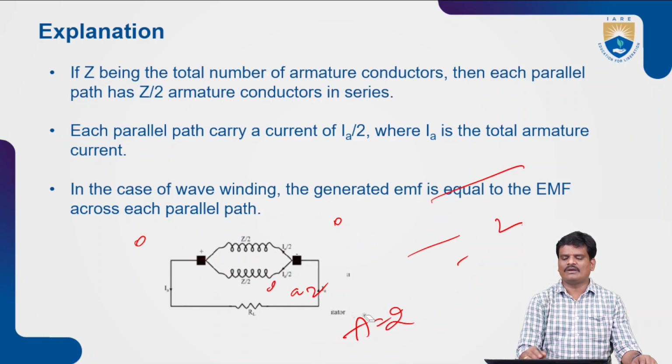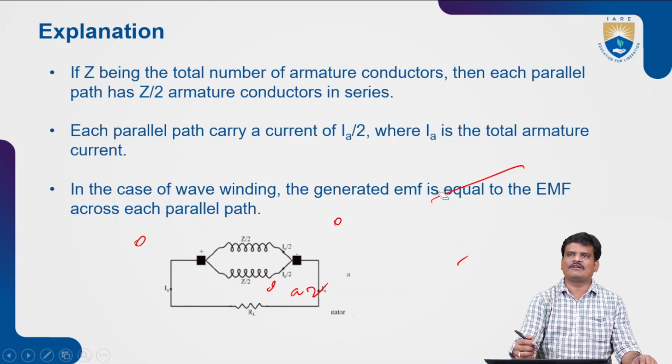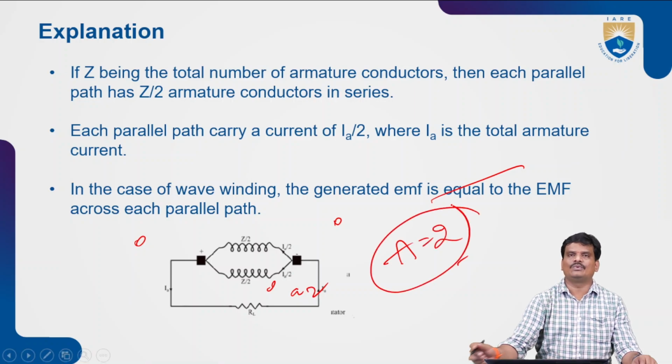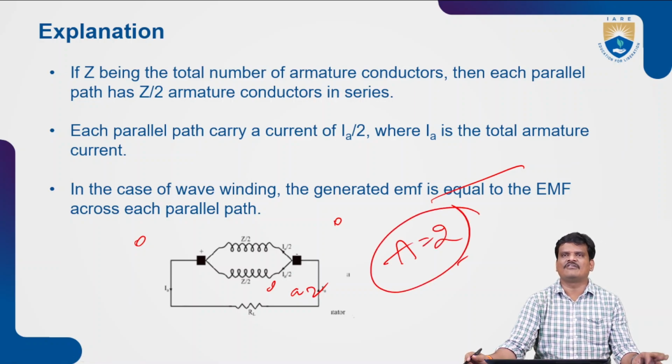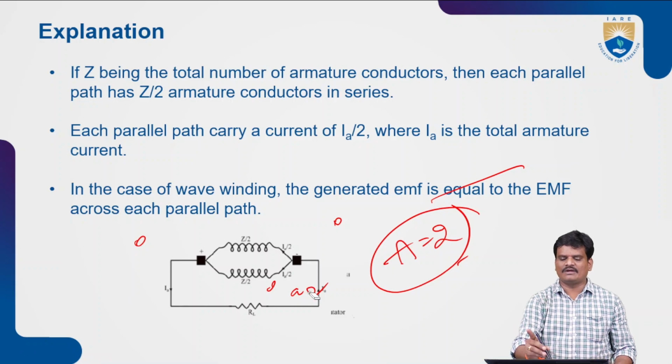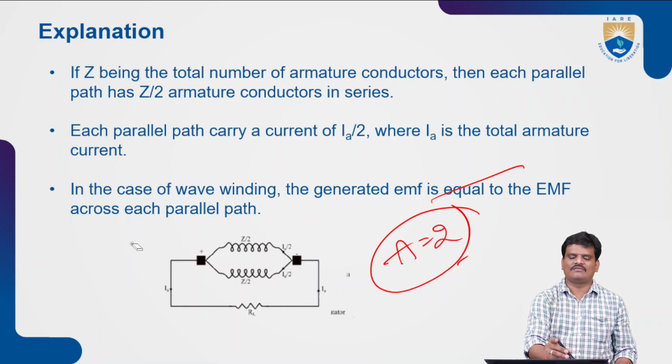So this is how I am explaining the concept of a wave winding with respect to the number of parallel paths, where the number of parallel paths in this particular machine should always be equal to 2, irrespective of the number of poles.